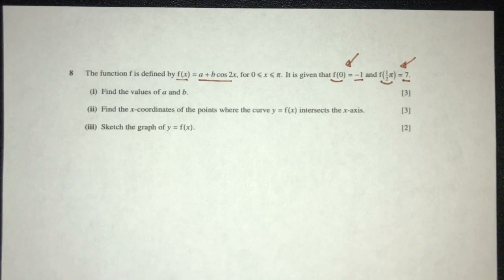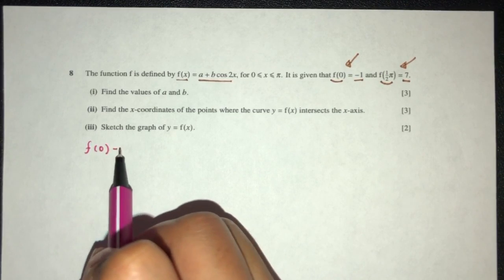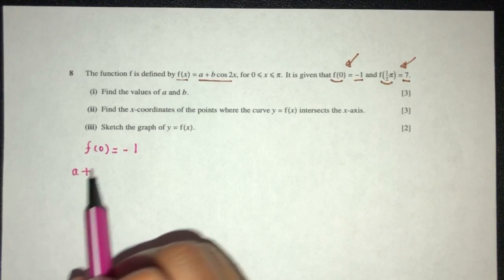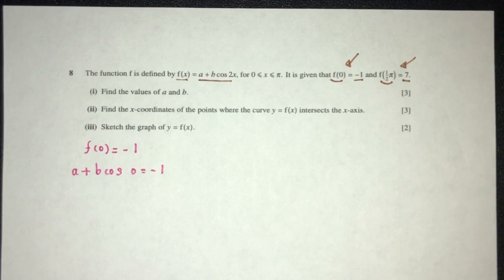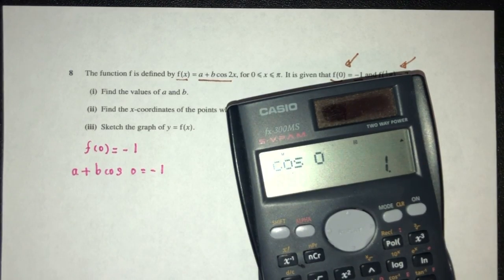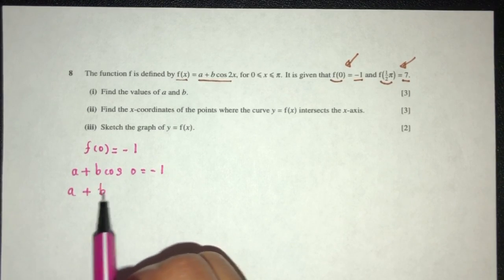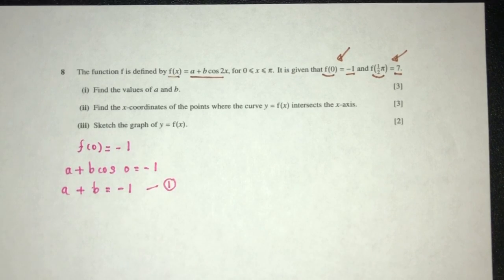So first thing first, we have f of 0 is equal to minus 1. So replace, that will be a plus b cos of 0 equal to minus 1. Now what is cos of 0? Cos of 0 will be 1. So we have a plus b times 1, which is a plus b, equal to minus 1. That is my first equation.